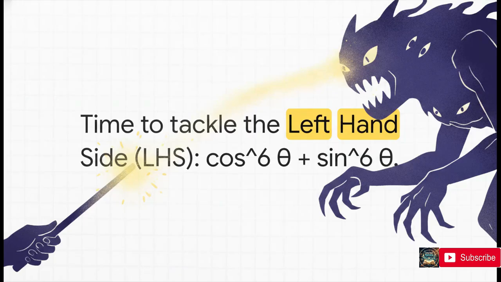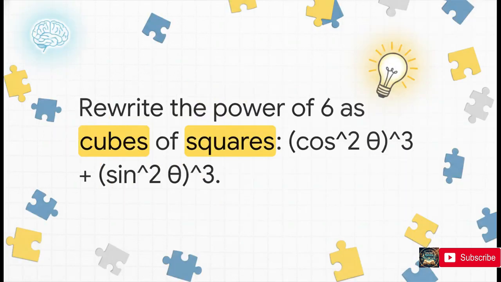Let's move on and see how this builds, as it's time for phase 2. We're going to tackle that intimidating left-hand side, the LHS. It reads cos to the power of 6 theta plus sine to the power of 6 theta. It's time to transform this into something we can actually manage. So, how exactly do we handle a power of 6? Well, we outsmart it using the simple laws of exponents.